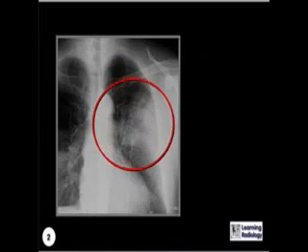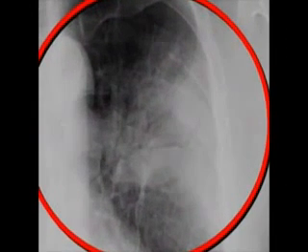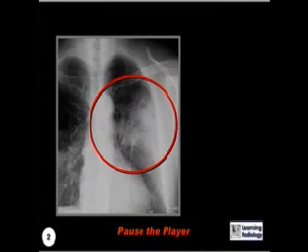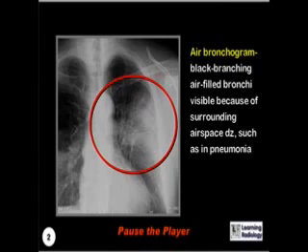What sign is being demonstrated by the infiltrate inside of this red circle? This is an air bronchogram, which are the black branching structures representing air-filled bronchi, which are visible because there is something other than air surrounding them in the air spaces, such as in this case inflammatory exudate in pneumonia.